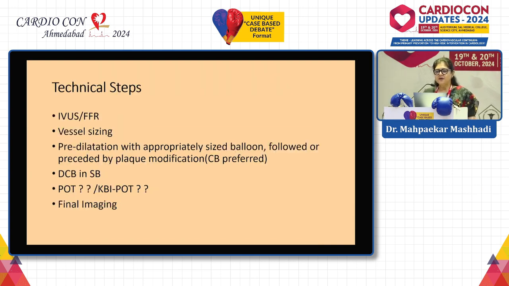Technically, we would like to do imaging in this particular patient, a good IVUS measurement, vessel sizing, pre-dilatation with an appropriately sized balloon, modify the plaque adequately, use a cutting balloon if necessary, use a calcium modification technique if necessary, then you have to use DCB. Here I would like to say that dissection is not a limiting factor. If it is not a flow limiting dissection, then DCB is definitely a preferred option. After doing DCB, a final imaging is of utmost importance.